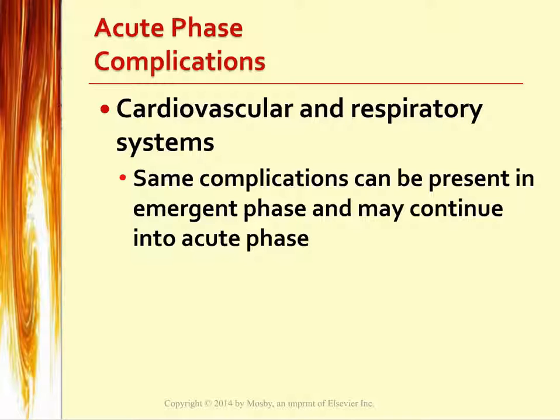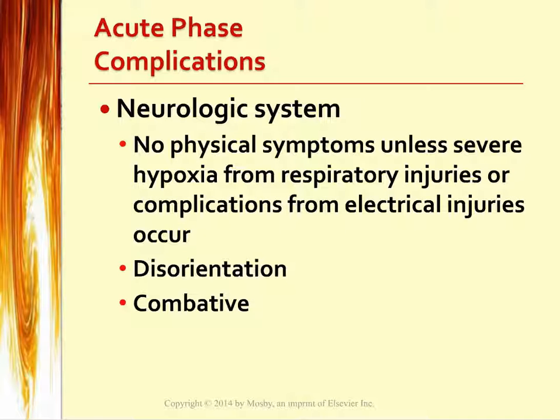The complications that were present in the emergent phase may continue into the acute phase. In the neurologic system, there are no physical symptoms unless there's severe hypoxia from respiratory injuries or complications from electrical injuries. Then there may be disorientation or combativeness.